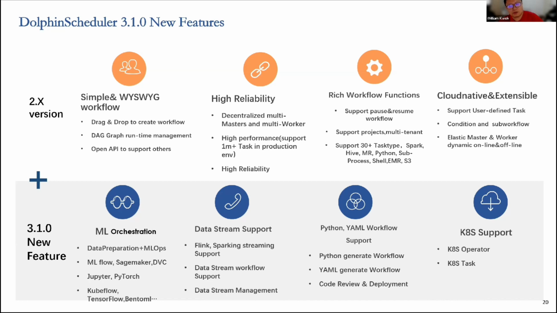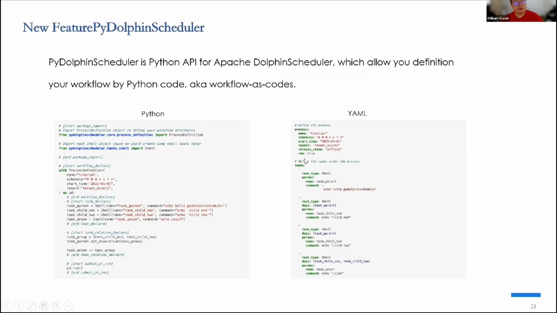And also 3.10 supports Kubernetes more easily. So the first feature is we call it PyDolphinScheduler. PyDolphinScheduler is the Python API for Apache DolphinScheduler. Then you can define your workflow by Python code, just like in Airflow. So you can easily use Python to generate your workflow.